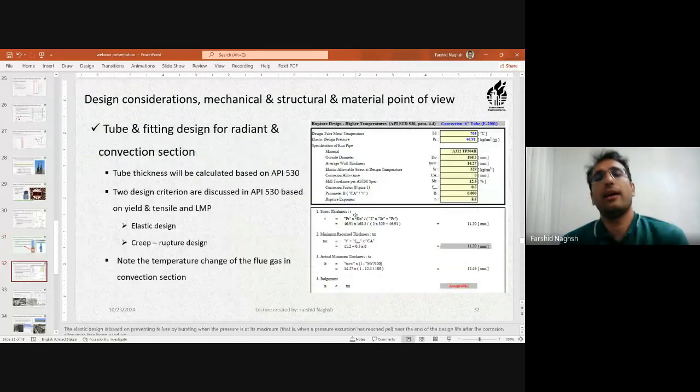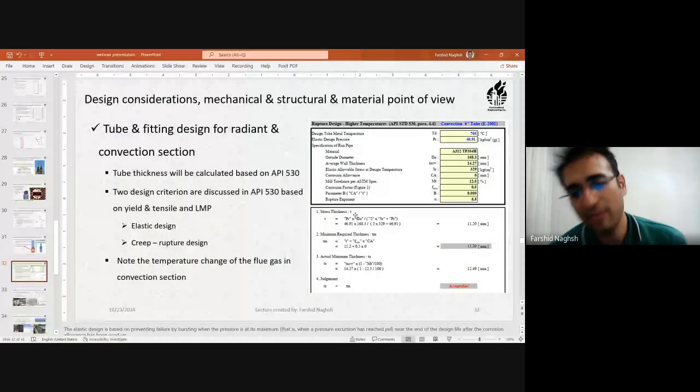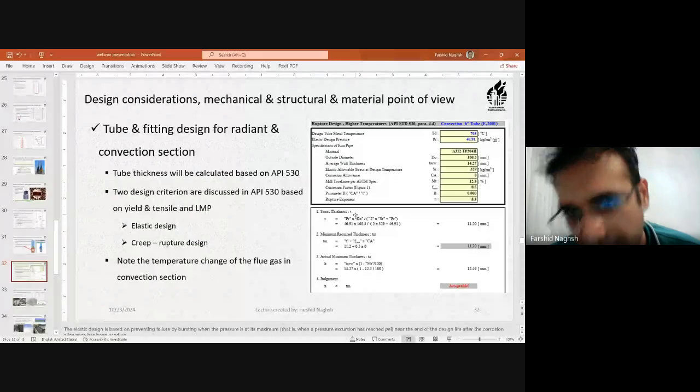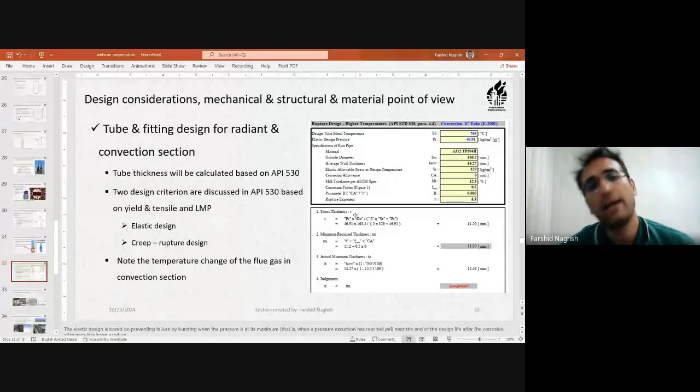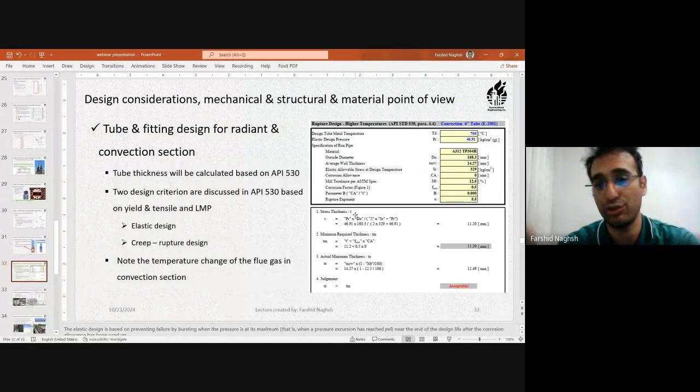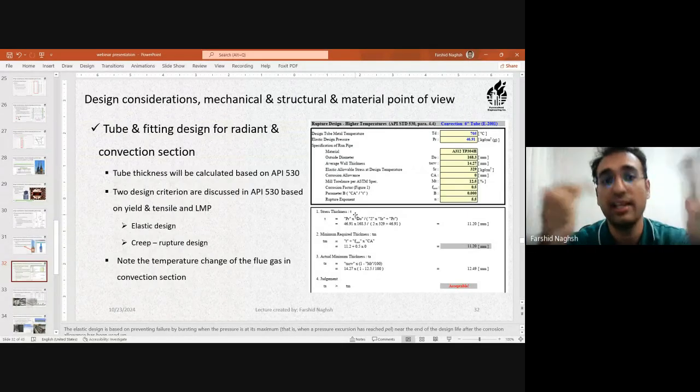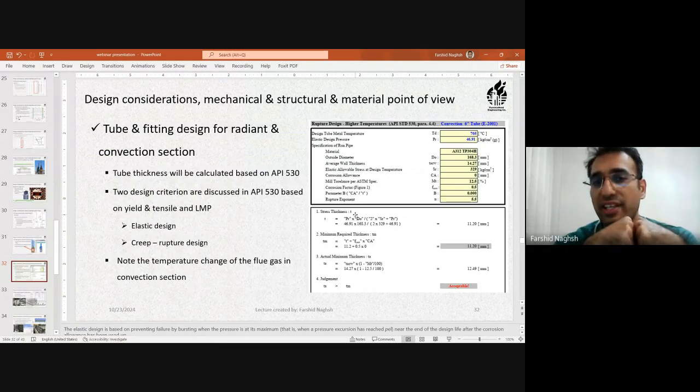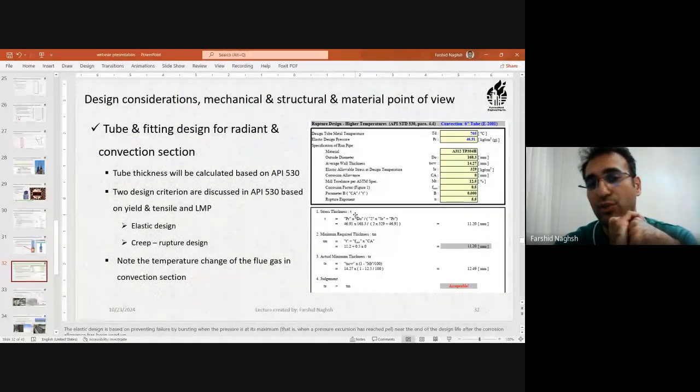Okay. Now that we are able to structurally design the casing, we need to calculate the thickness of the tube that we need to use in different sections of the heater. API 530 helps us calculate the amount of thickness that is needed for the tube to withstand different kinds of loads.